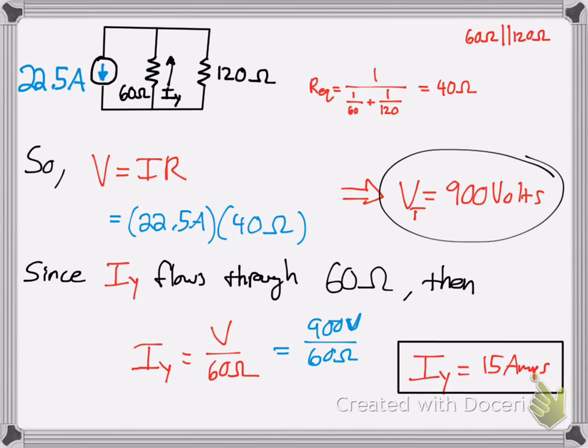So there you have it, our Norton equivalent exchange in a problem where we had to find the current going through a resistor. So I hope this helped.